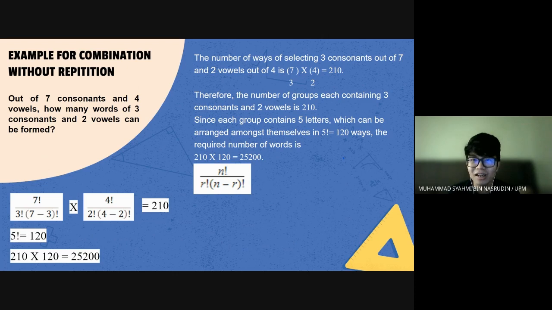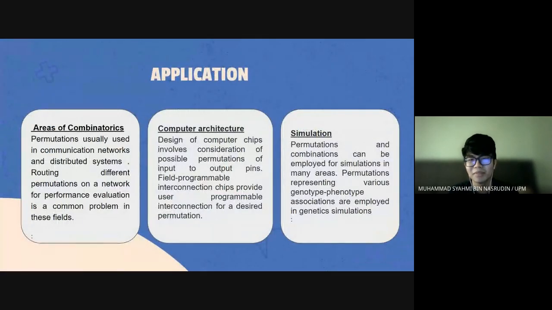But since each group contains 5 letters, which can be arranged amongst themselves in 5 factorial ways, which is 120 ways, the required number of words is 210 times 120. So we get 25,200 ways of arranging this number. So I will pass to the next presenter.